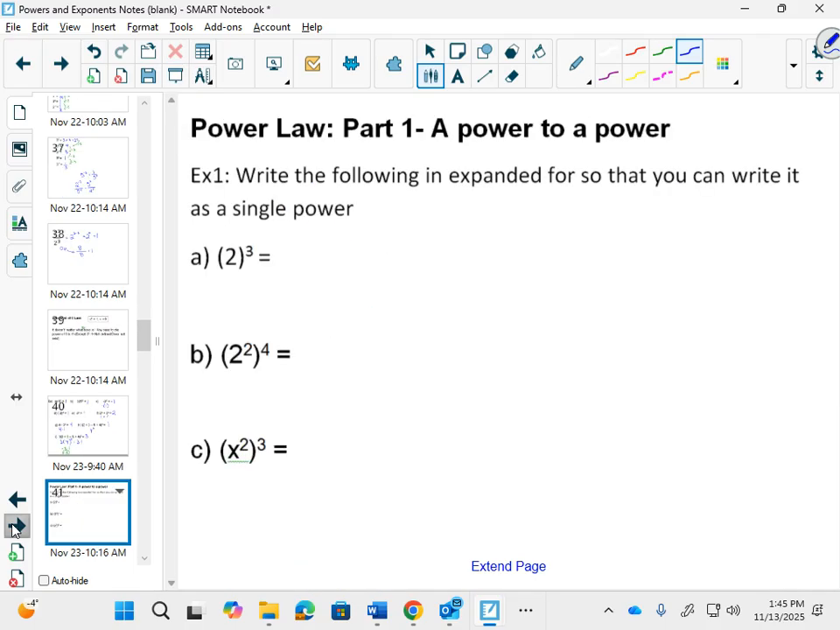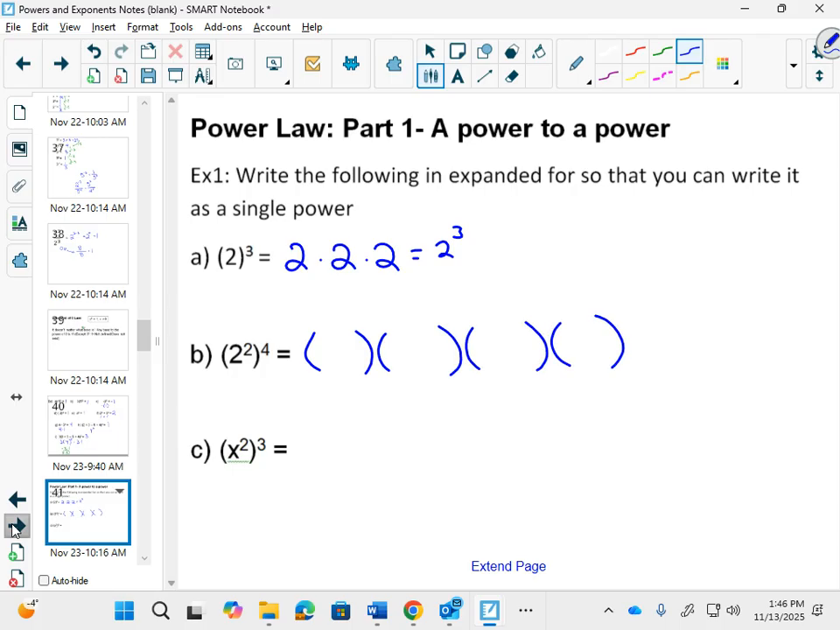Next, we have the power law. A power of a power. You already know in expanded form that 2 cubed means 2 times 2 times 2. But now, what happens if we have a power and then another power? There's a shortcut for this, but to begin with, the 4 means that I'm going to have something 4 times.